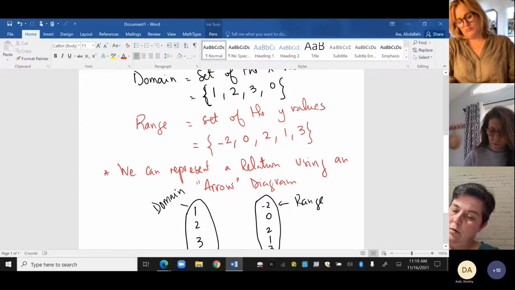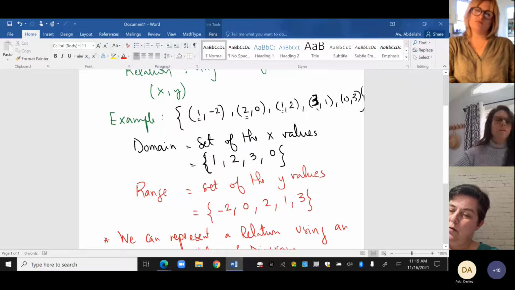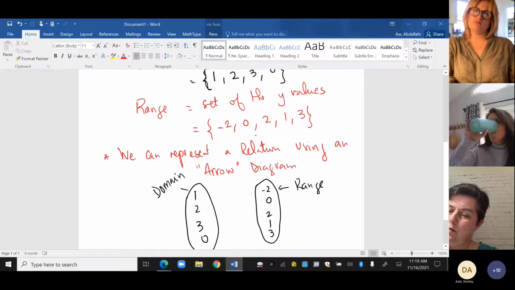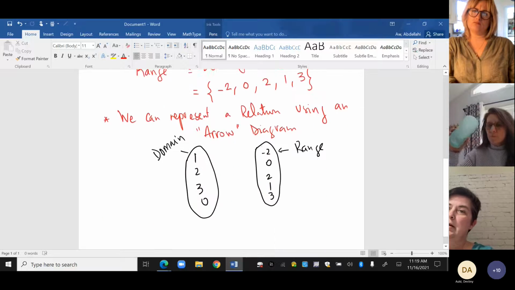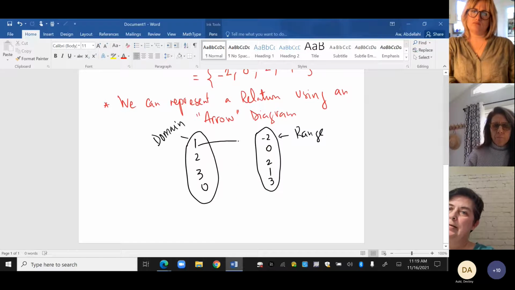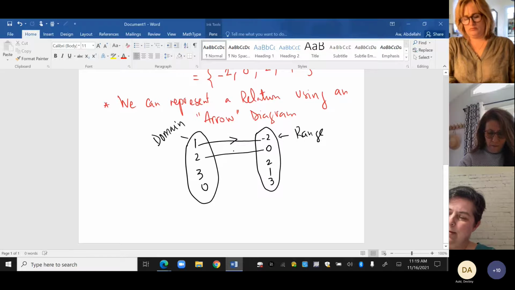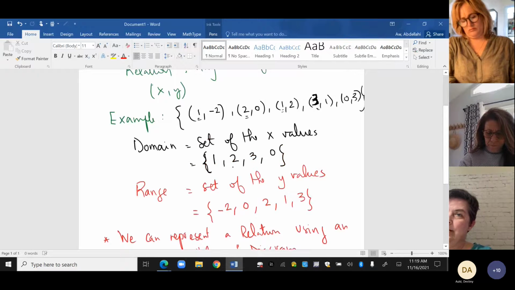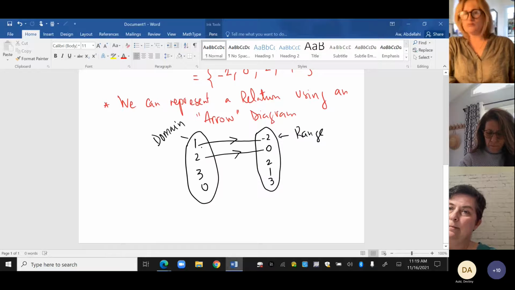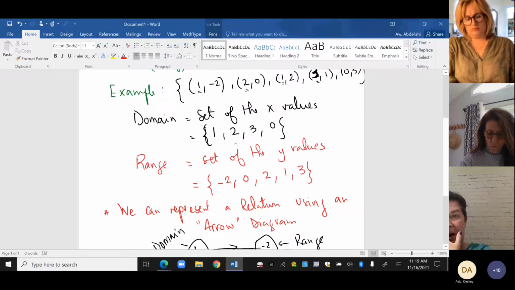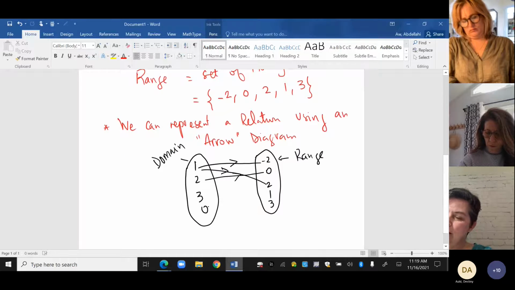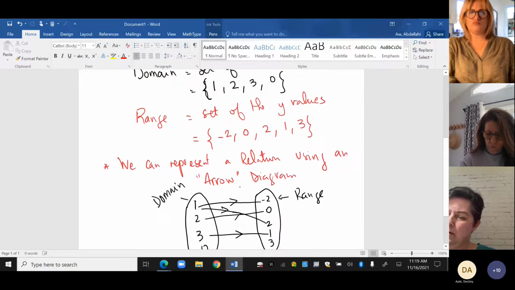And then I'm going to represent every pair with an arrow. For instance, the first one is 1, -2. So I put 1, -2. The second one is 2, 0. I put 2, 0. The third one is 1, 2. I put 1, 2 like this. The next one is 3, 1. I put 3, 1 like this. And the last one is 0, 3. I put 0, 3 like this.